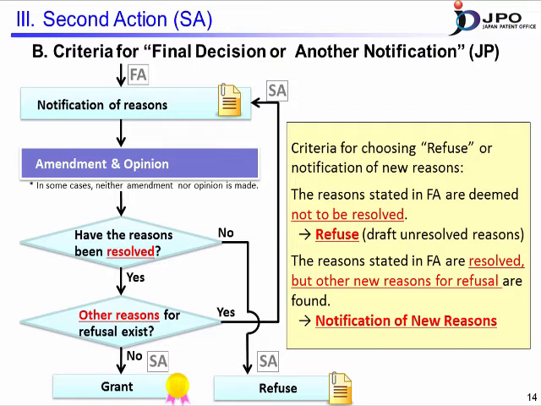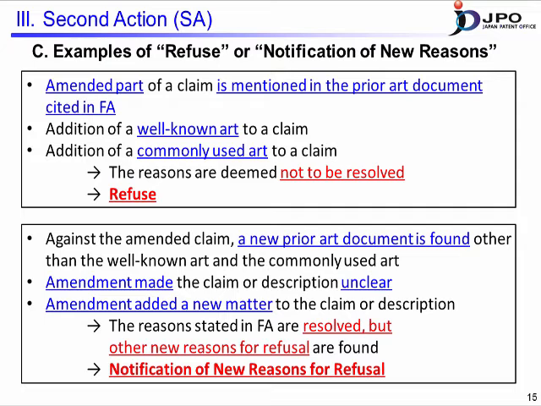In the next chapter, we will look at samples of amendments. This is an example showing types of amendments and actions that examiners take in this regard. The square above shows cases of refusal, and the square below shows an SA, i.e., another notification case. Now, let's look at the details in each case.